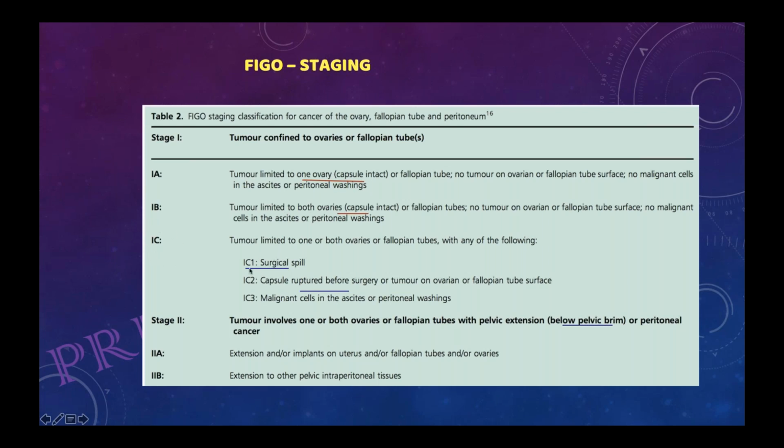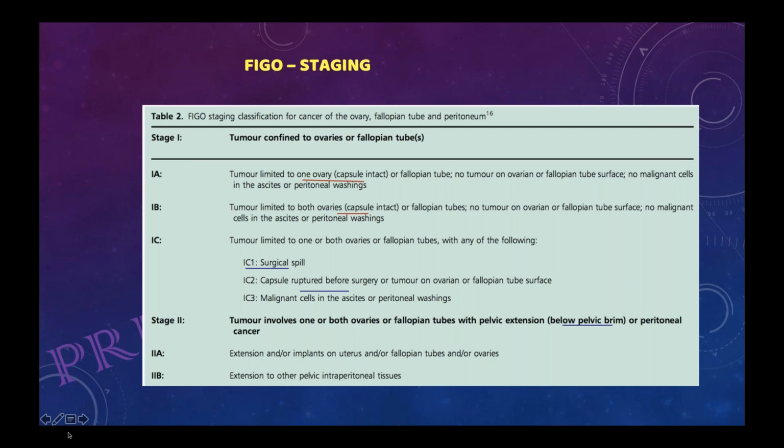So it is again divided into 3. If it is surgeon mistake, 1C1. If it is ruptured before we did surgery, 1C2. Peritoneal washing positive, 1C3. Okay, this is stage 1. Stage 2, extension to ovary, fallopian tube, but it is below the brim. Okay, so 2A and B. 2A is UTO implants: uterus, fallopian tube or ovary implants, and 2B will be extension to other organs.